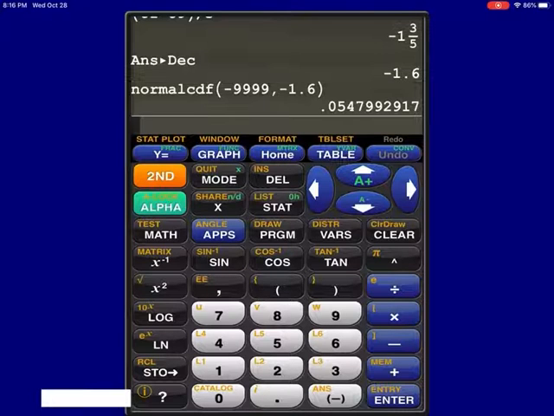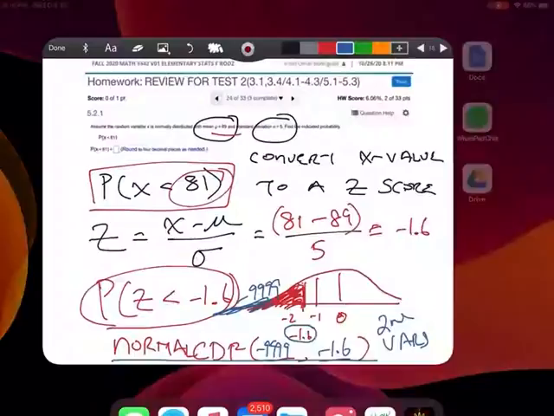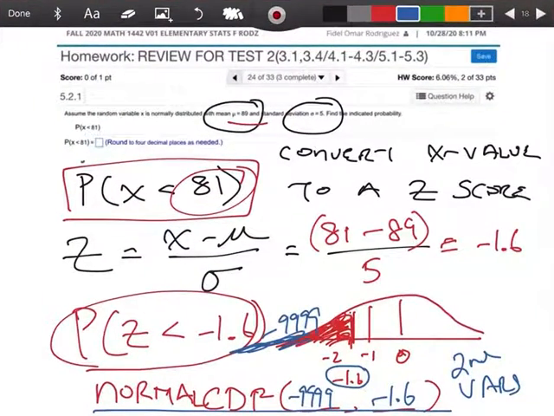Close that off, hit enter, and we're going to go to 4 decimal places. So 0.0548, because there is a 9 after that, 7. 0.0548.